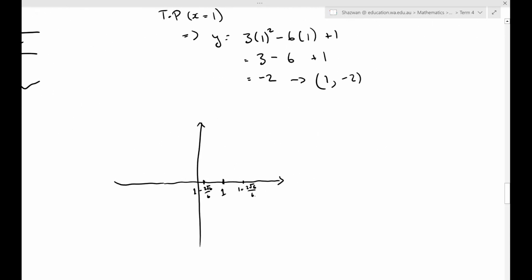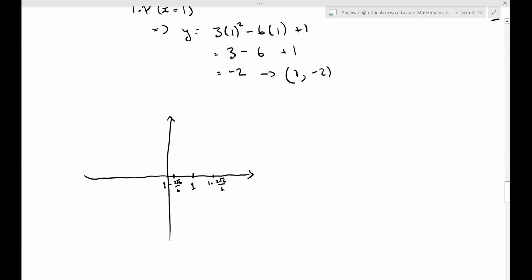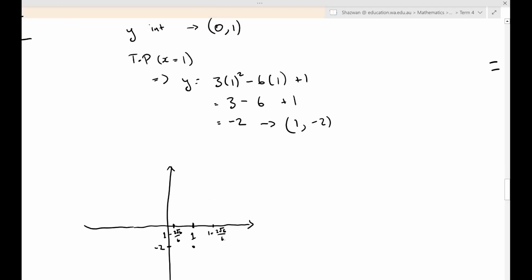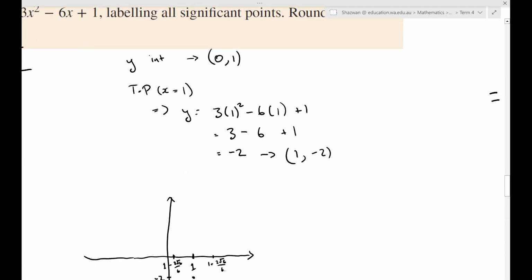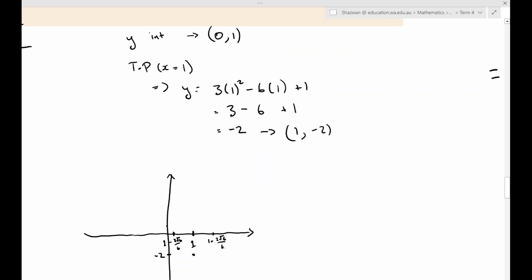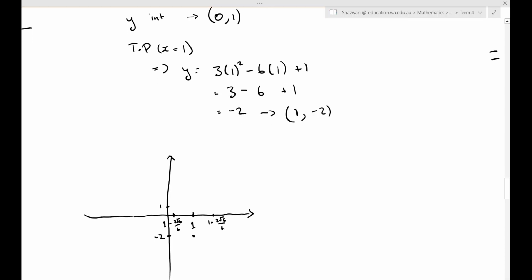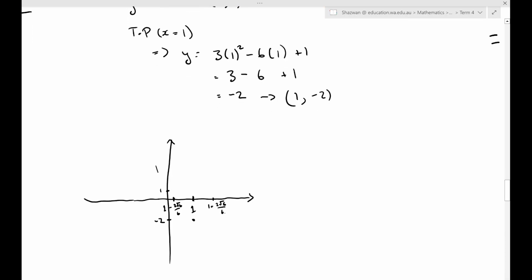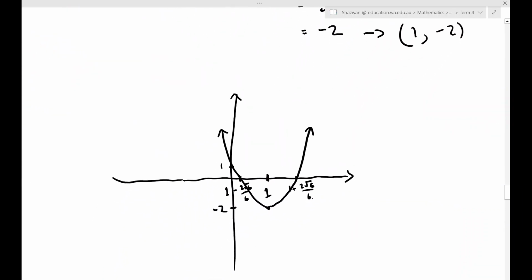We saw that the turning point was going to be at 1, negative 2. So we'll just say negative 2 is here. So turning point is going to be somewhere around here. And the y-intercept was at 0, positive 1. So let's just say that's about here. Alright, so we're coming down through this y-intercept, down through our root to our turning point. Hitting our turning point, coming back through the other root here. Let me try this one more time. Good enough. So that's a sketch of this second parabola here.